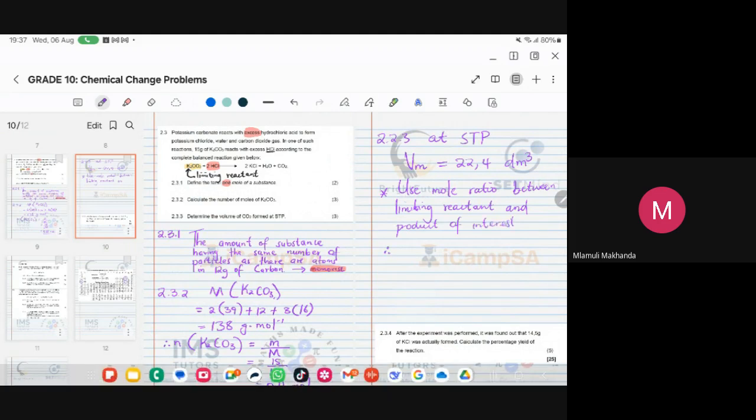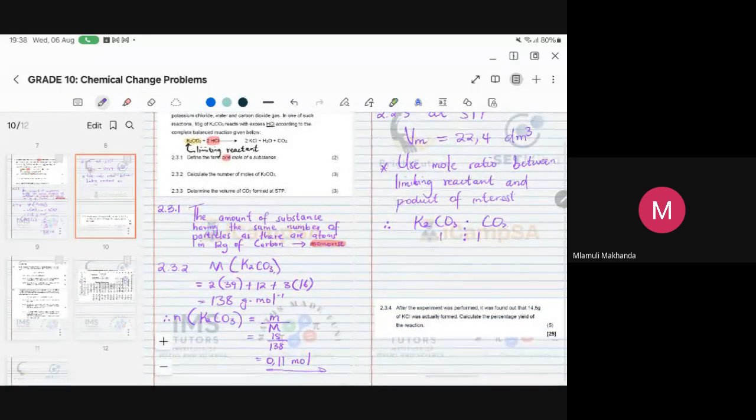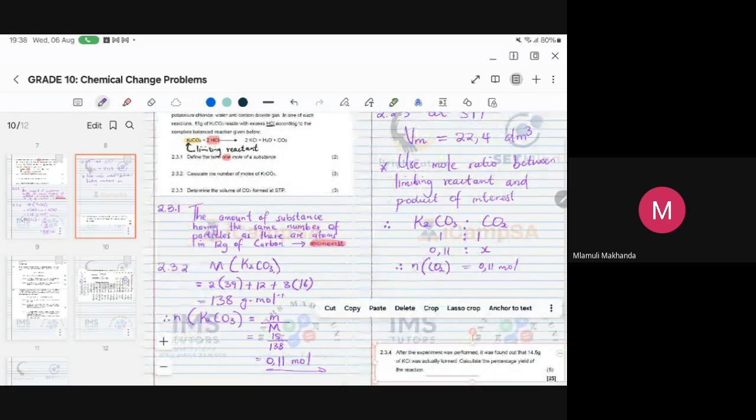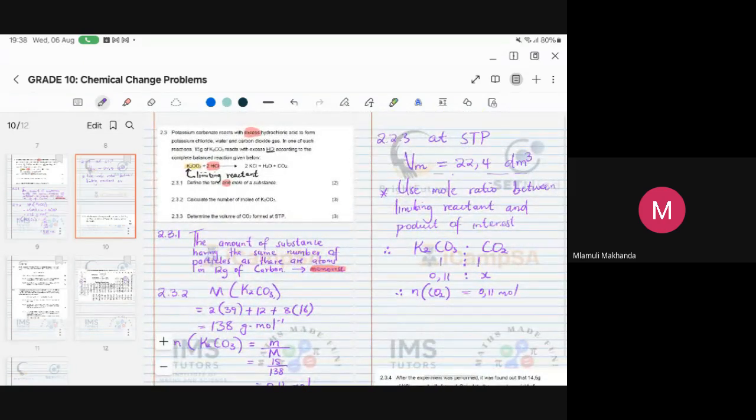Therefore, in this case, we will take the molar ratio between potassium and CO2. So this is 1:1. And then the number of moles of potassium are 0.11. We don't know the number of moles of CO2. But since the ratio is 1:1, therefore, the number of moles of carbon dioxide that are formed is also 0.11 mole. Then from this, we've been told that this is at STP.